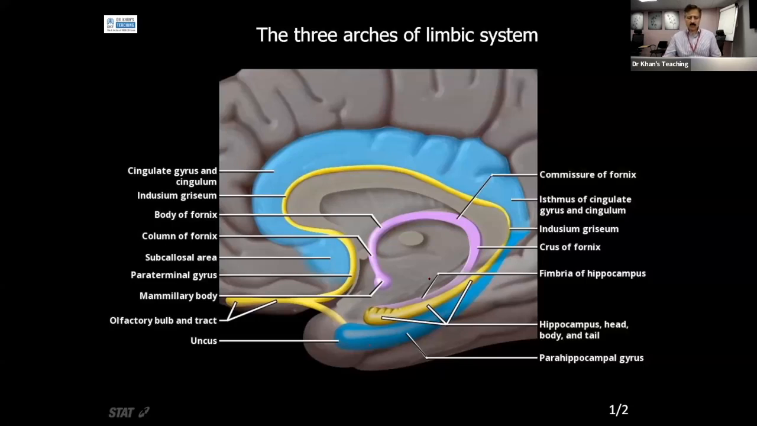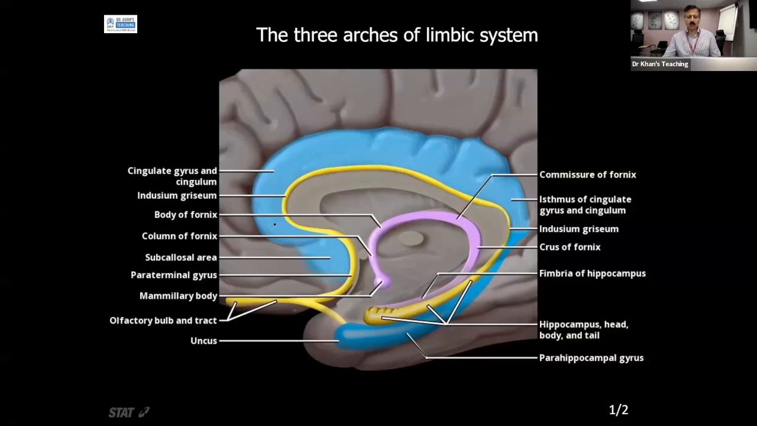limbic system. Now, I'm not going to teach you limbic system in great detail, but I will teach you what you can see on imaging. Limbic system is the emotional brain, and there are portions there which are interconnected. Something in the hypothalamus is connected to the hippocampus in the temporal lobe and things like that. Now, this is a beautiful diagram from StatDX, which tells you the concept of the 3 arches of limbic system.